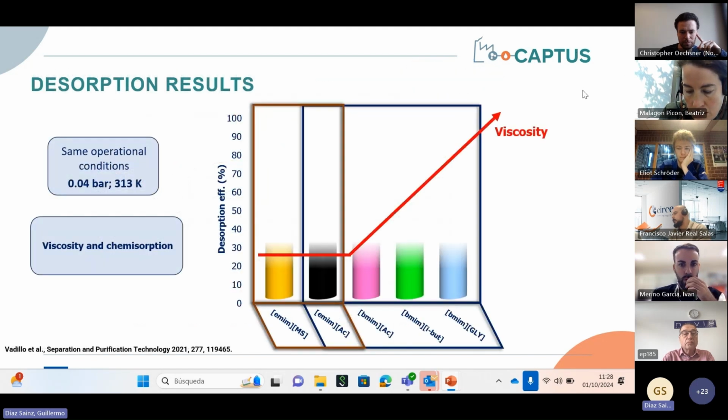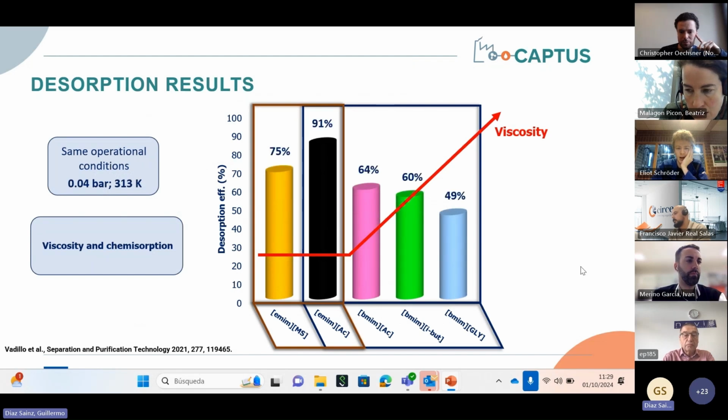And to finish, we have some results that we're obtaining with the desorption. In this sense, we can obtain in the desorption an efficiency of 91% with the amine acetate ionic liquid. And we compare here with other types of ionic liquid that we tested in the research group. It's important to remark that this desorption efficiency is the amount of CO2 that is recovered in comparison with the CO2 that is introduced in this process.